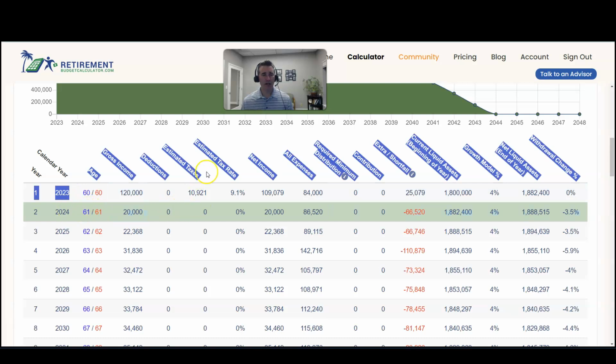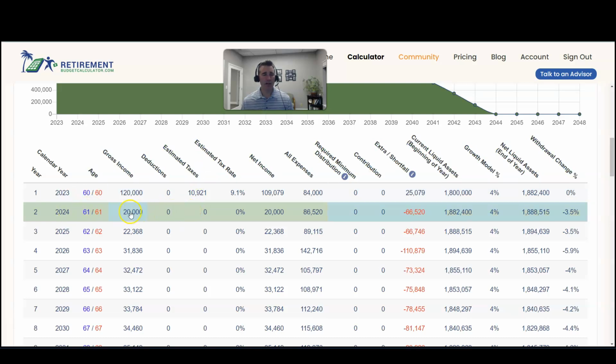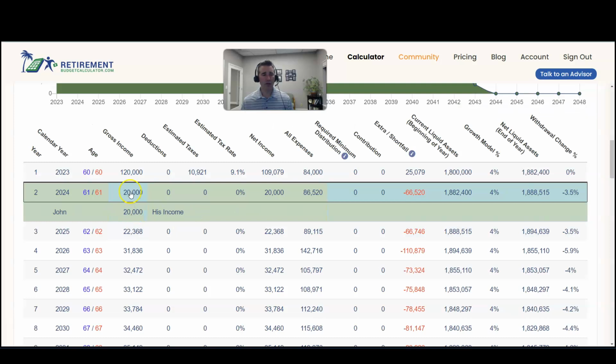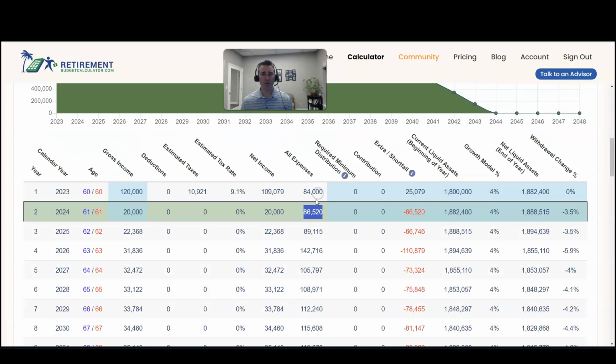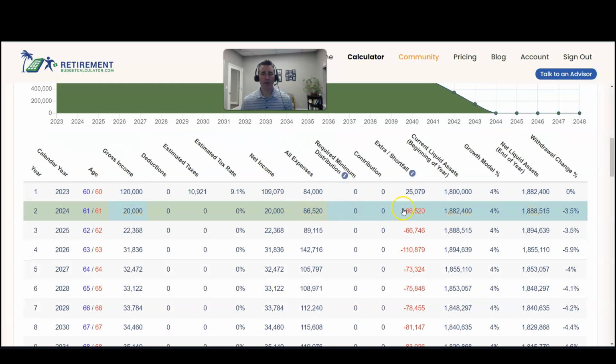Next year, the green line here represents the year of retirement. And you'll notice in 2024, he only has 2 months' worth of wages, so he'll have $20,000 of income. But his budget's going to require $86,520. Whenever there's a shortfall, they have $20,000 of income and expenses of $86,000. That means there's a shortfall of $66,520, and this money has to come from somewhere.